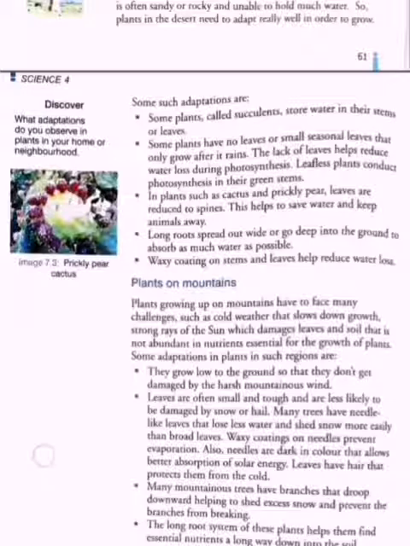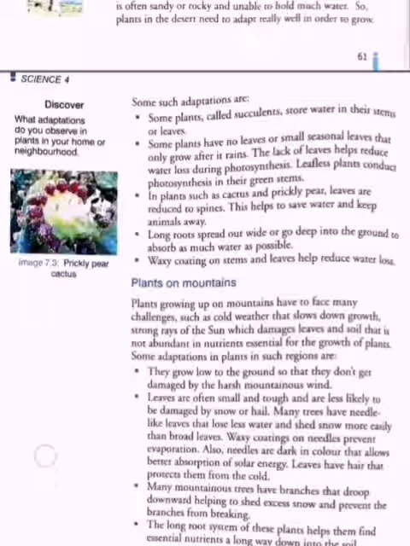So these are the adaptations according to the region, that some plants don't have leaves, or we can say small seasonal leaves, they only grow after it rains. So the lack of leaves reduces the water loss during photosynthesis. Leafless plants conduct photosynthesis in their green stems. In plants such as cactus and prickly pear, leaves are reduced to spines. This helps to save water and keep animals away.